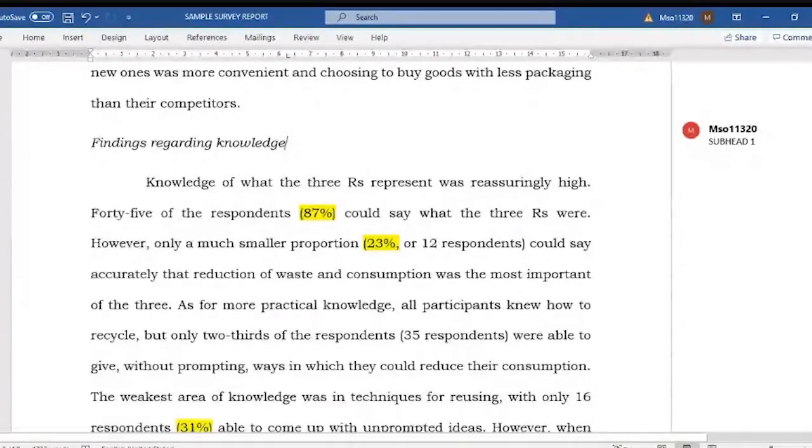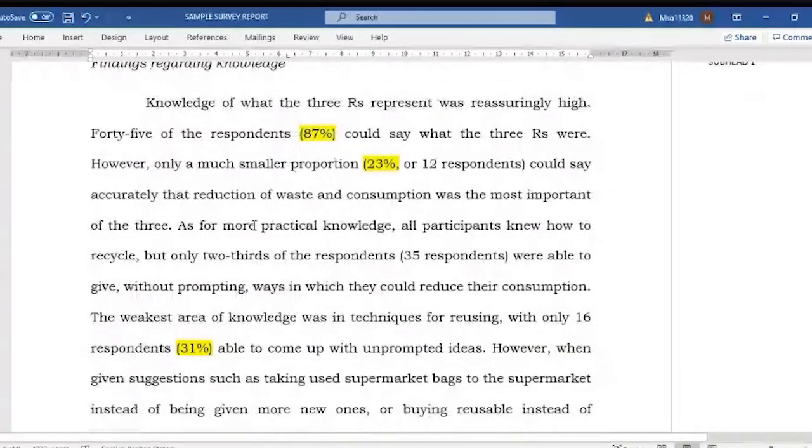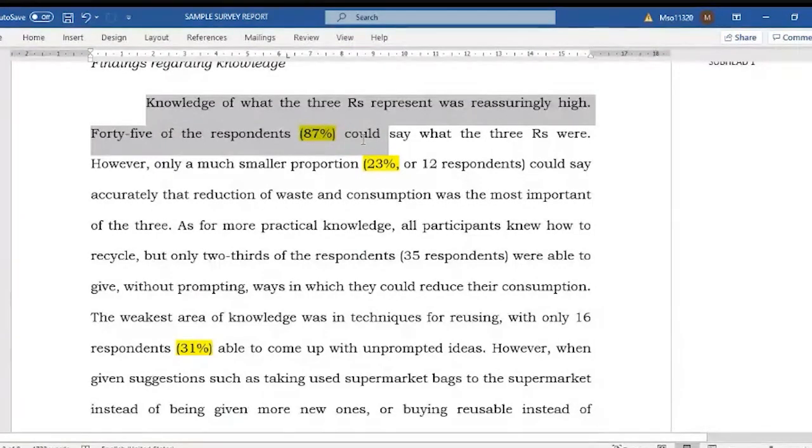Let me read to you his output. Knowledge of what the three R's represent was reassuringly high. 45 of the respondents, 87%, could say what the three R's were. However, only a much smaller proportion, 23% or 12 respondents, could say accurately that reduction of waste and consumption was the most important of the three.